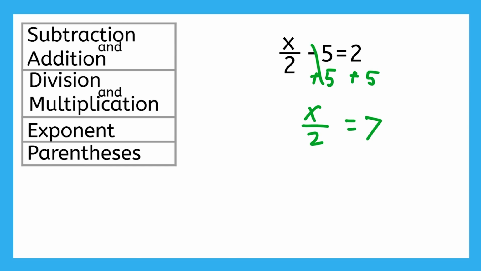Now we could do this two ways. One, we can consider that x over 2 is 1/2 x, but then we'd have to divide by a half, which is confusing. So instead, we're going to treat this like division and use multiplication to undo it. We're going to multiply both sides by 2. This will cancel out the divided by 2 and leave us with x on the left side. And on the right side, we'll have 7 times 2, which is 14.